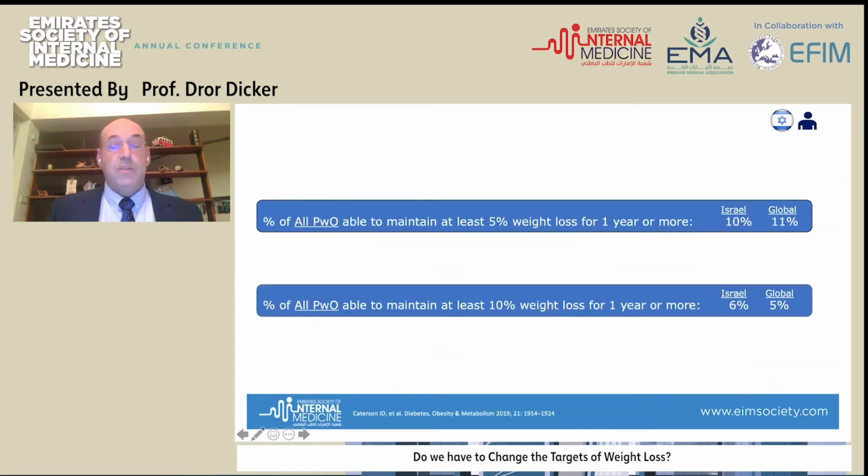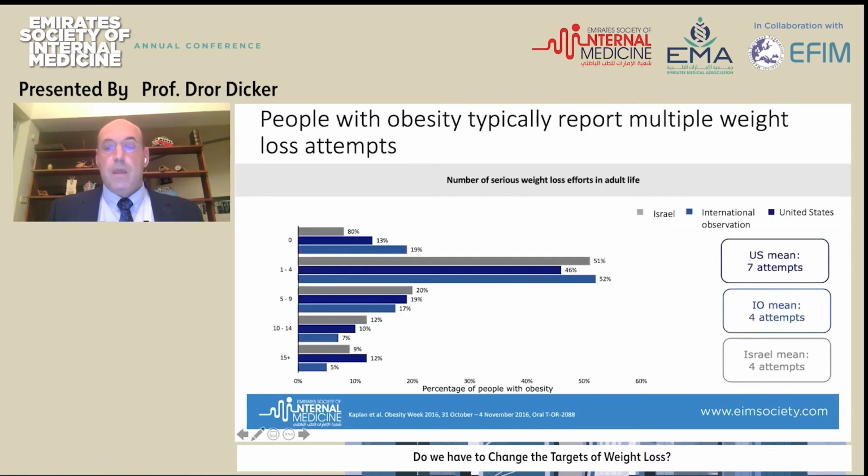But it didn't really translate into successful weight loss maintenance. Only 10 or 11% of the whole cohort, which accounted for more than 14,000 people with obesity, really succeeded to maintain 5% weight loss. And only 5 or 6% of the cohort succeeded to maintain 10% for at least 1 year, meaning that most of the patients do not succeed to maintain weight loss. And the cost for this is between 4 to 7 attempts of weight loss, meaning people with obesity invest a lot of effort, time, and money in order to lose weight, but they fail in maintaining the weight loss.